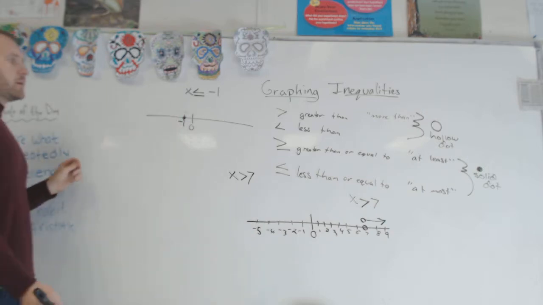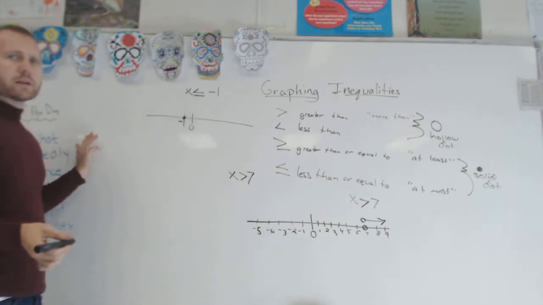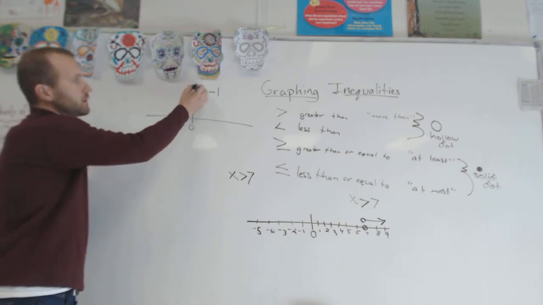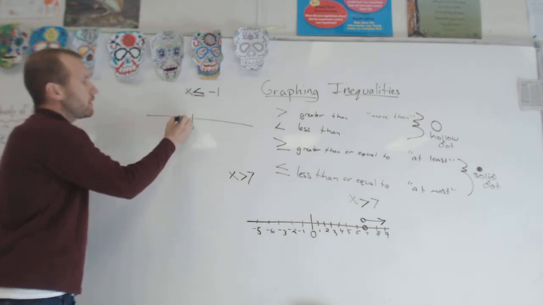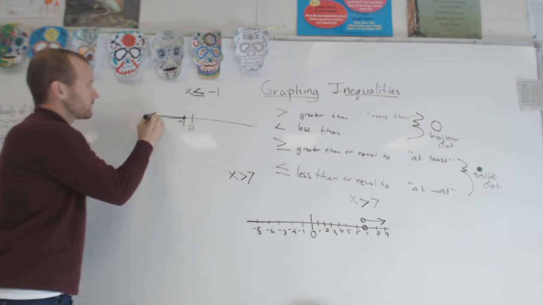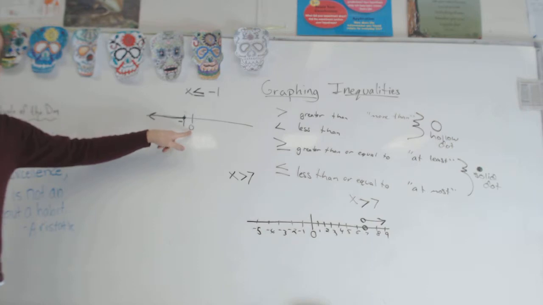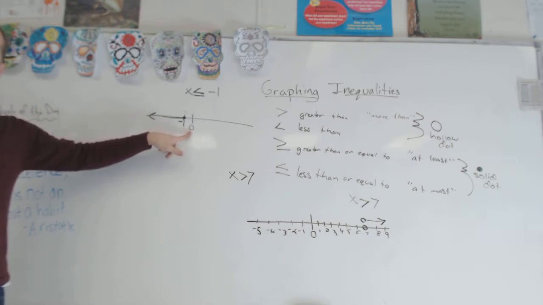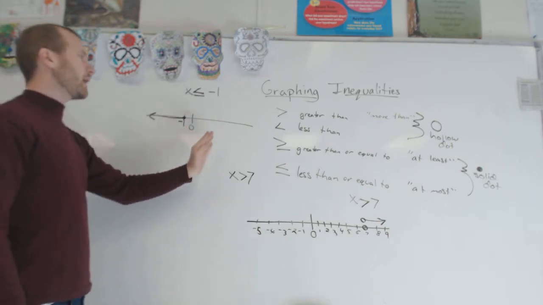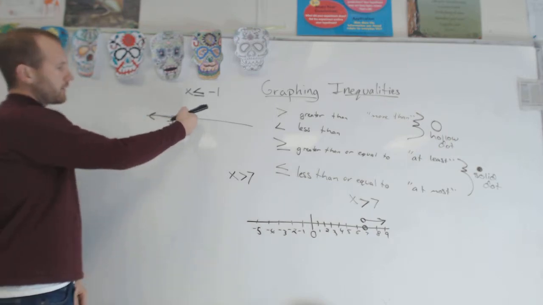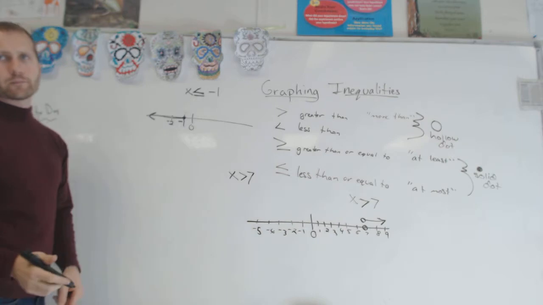Which way is my arrow going to point? To your left. Because x could be less than -1. Is 0 less than -1? No. So it's not going to go that way. But -2 is less than -1, right? So I have to include that with my arrow.